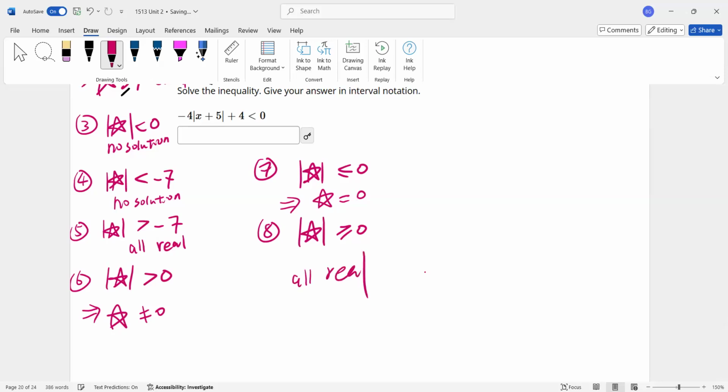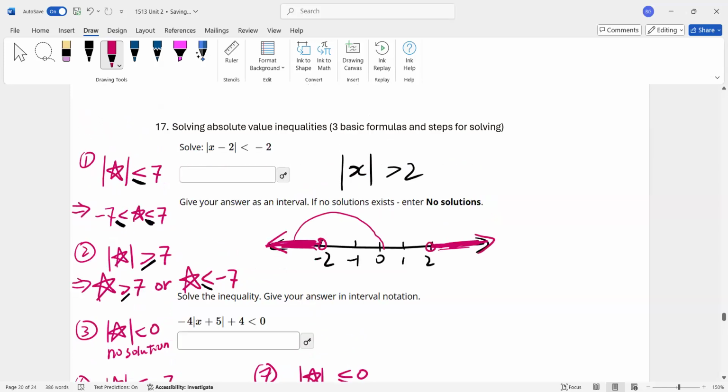Number 8 is all real, right? Because distance is either equal to 0 or bigger than 0. It cannot be negative, so it's all real. Yeah, as I said, those are special. Use the definition of absolute value, knowing absolute value is defined as distance. Distance cannot be negative, so sometimes you can just save your energy. If it's no solution, just no solution. If it's all real as solution, all real solution. But the majority of the time, it's those two types, this one and this one, okay?